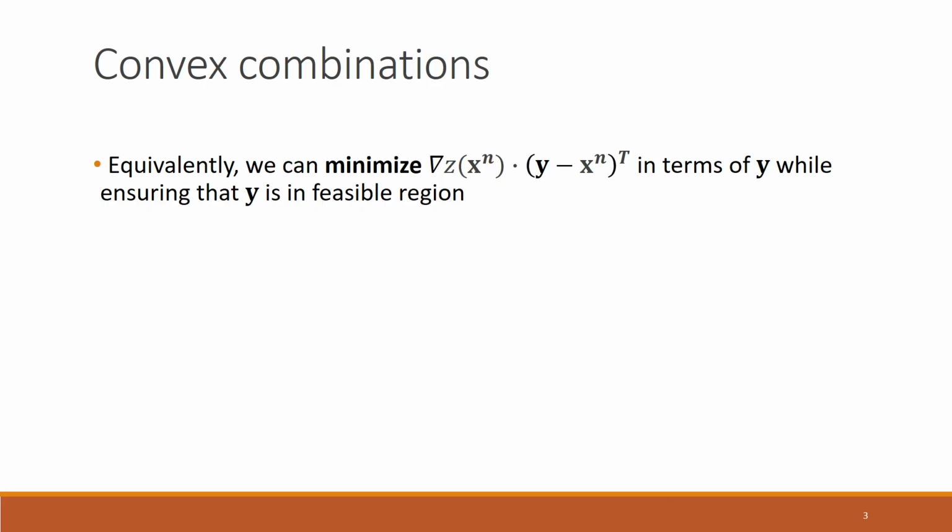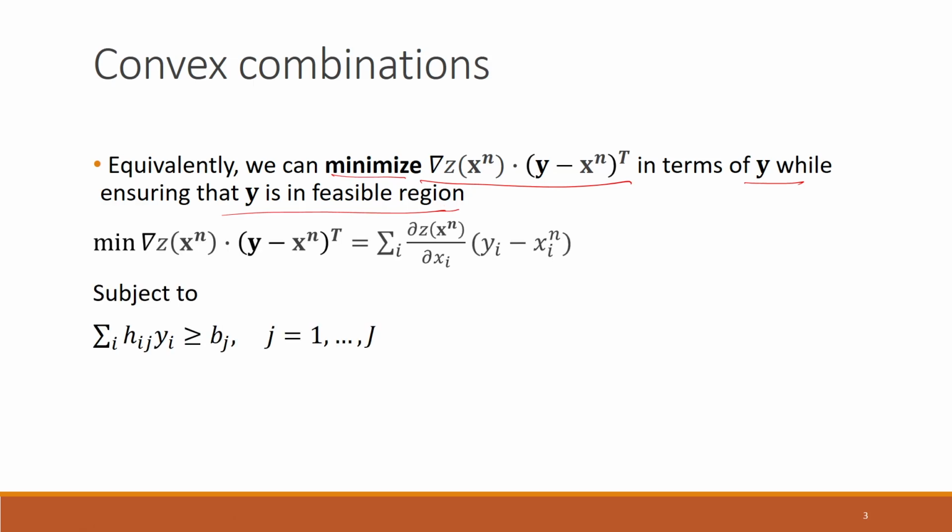Equivalently, we can minimize this gradient of z dot product with y minus xn transpose in terms of y, while ensuring that y is in the feasible region. Previously we were trying to maximize minus of this quantity. Now we have equivalently written it as the minimization of this, while ensuring that this point y is still in the feasible region.